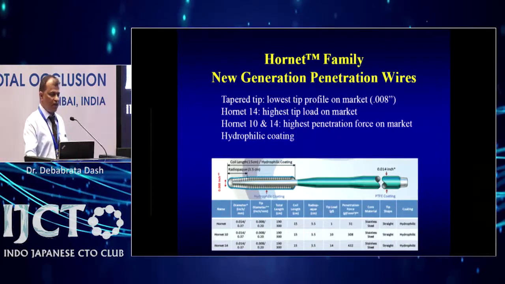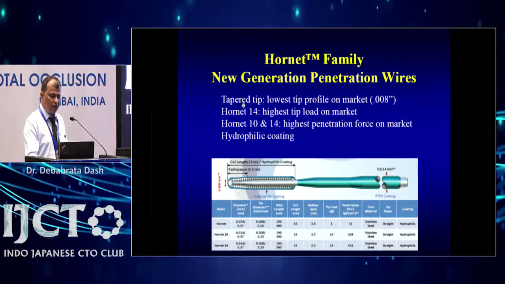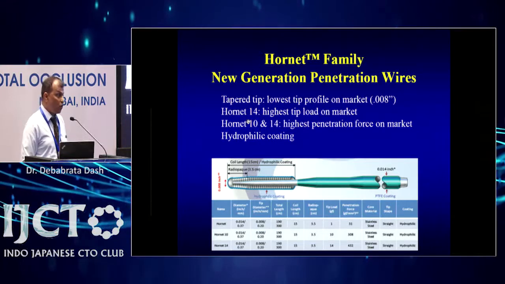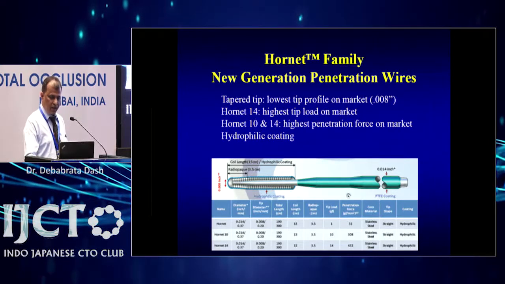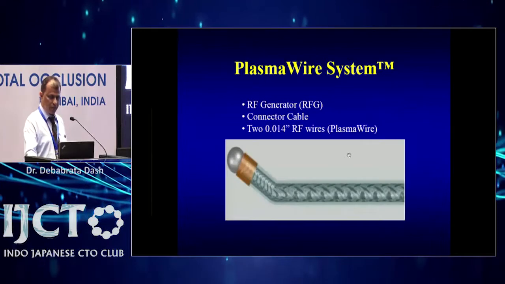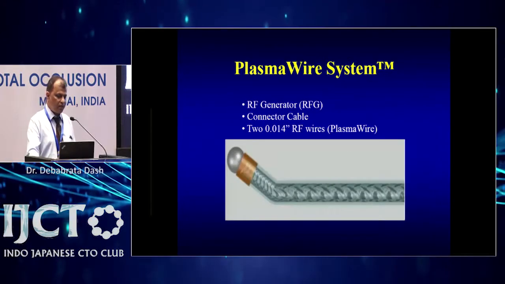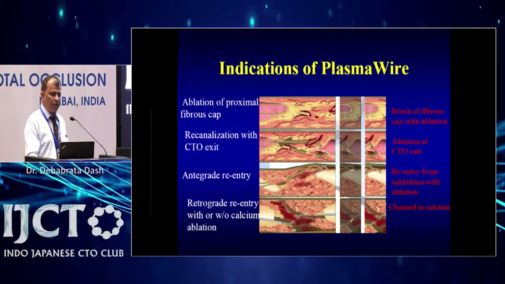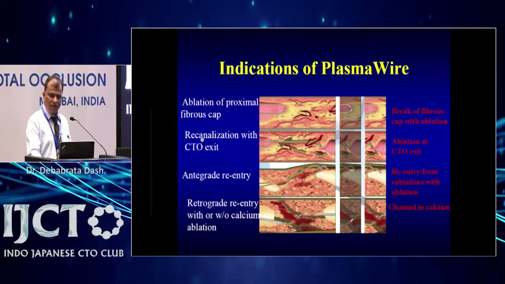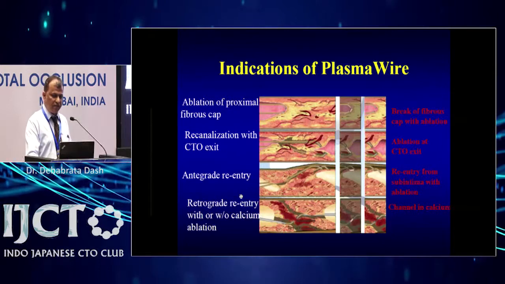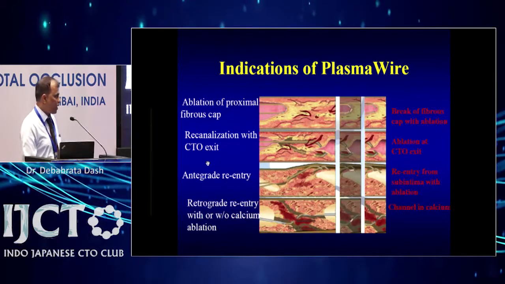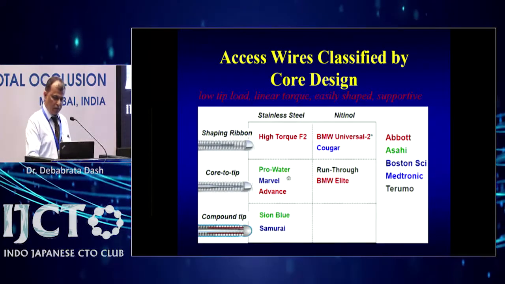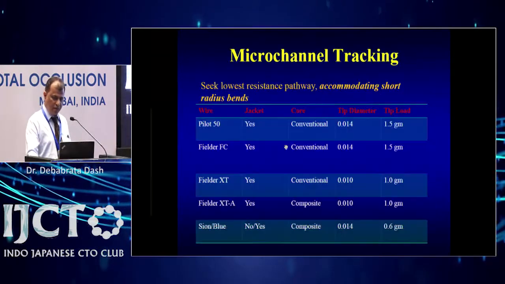The Hornet family, the new generation of penetration wire, the lowest tip profile on the market, Hornet 14, the highest tip load on the market and highest penetration force. Plasma wire, this is the next generation, radio frequency wire. So it helps in ablation of the proximal fibrous cap, recanalization of CTO exit, antegrade re-entry and retrograde re-entry. We have no experience. Maybe you will be hearing these talks by our Japanese colleagues.